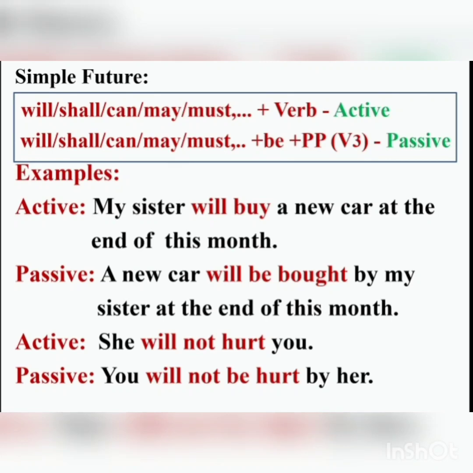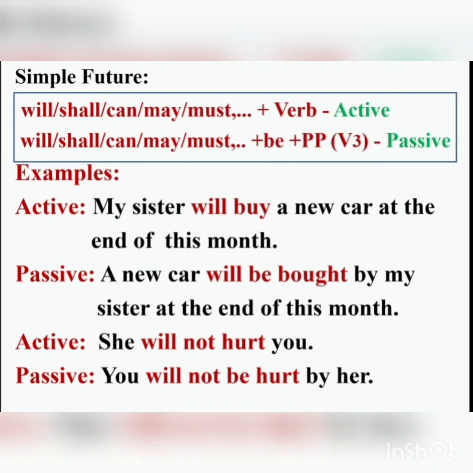For example, my sister will buy a new car at the end of this month. My sister is the subject, will buy is the verb, a new car is the object. At the end of this month is a phrase over here. We need not worry about it. We can add the phrase in the passive sentence just like that. A new car will be bought by my sister at the end of this month.